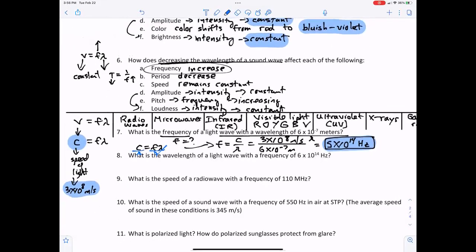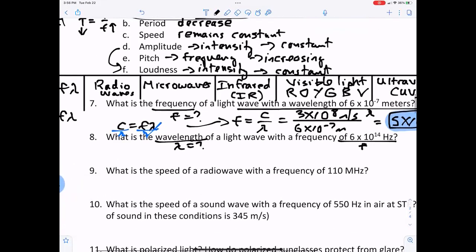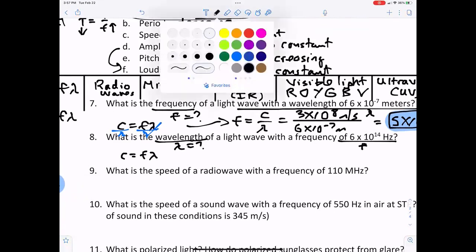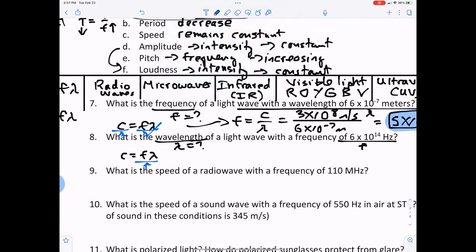Okay, now in the next question, we want to know what is the wavelength. We're looking for lambda, right? And we have a frequency of 6 times 10 to the 14. Okay, so same idea. If C equals frequency times wavelength, this time we're going to divide by frequency to get lambda, the wavelength, by itself. Okay, and we get lambda equals C over frequency.